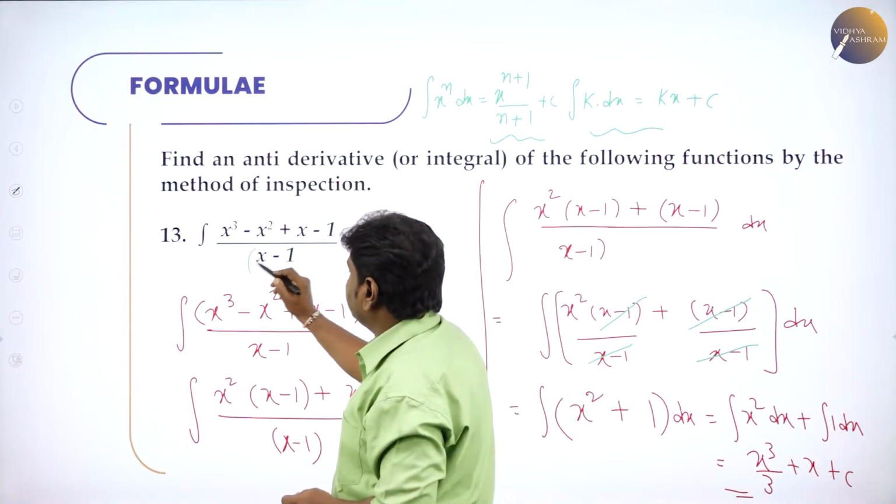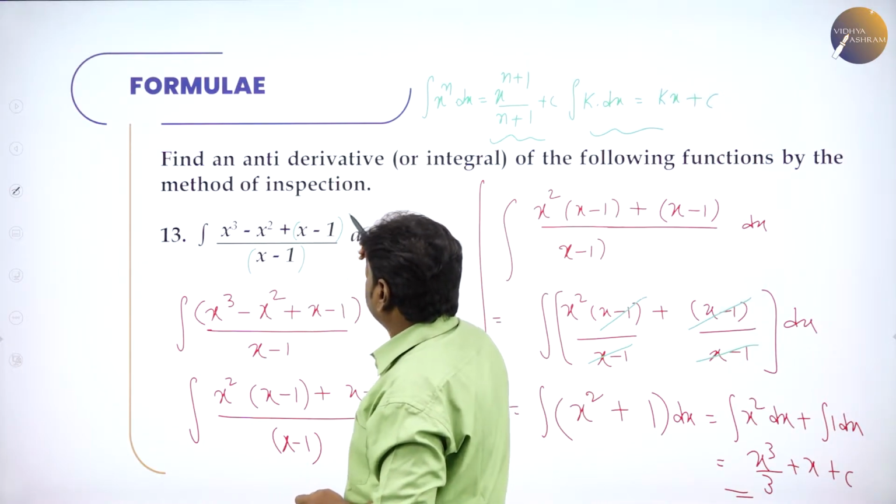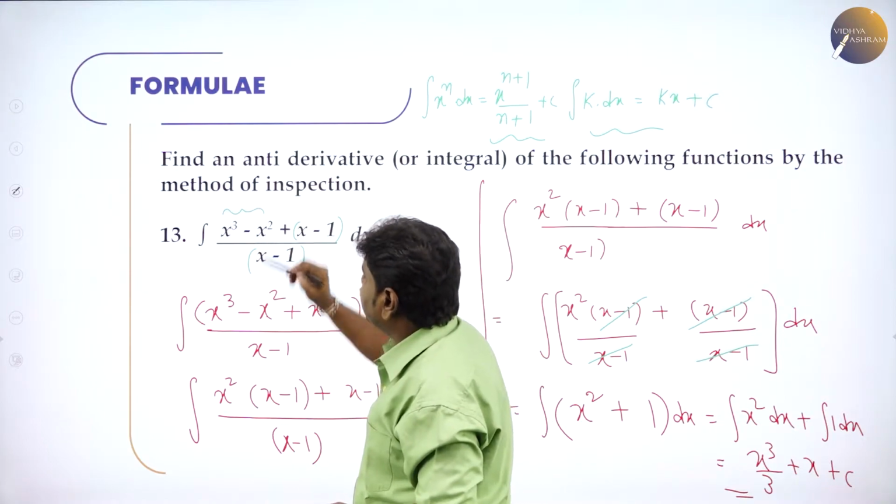So use your brains, x minus 1. So here we have already x minus 1. And from these two, take x square common.